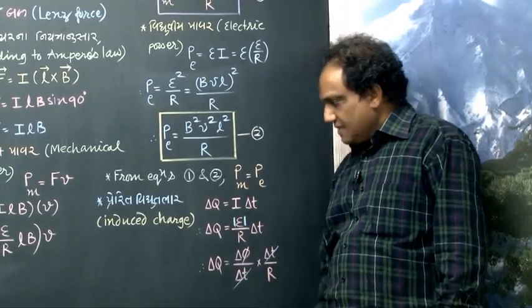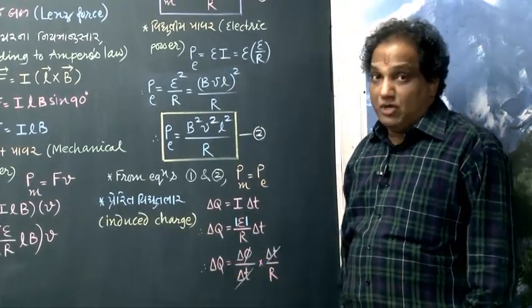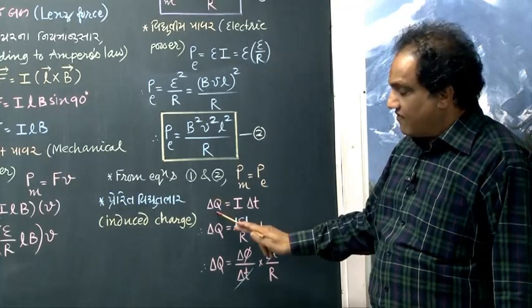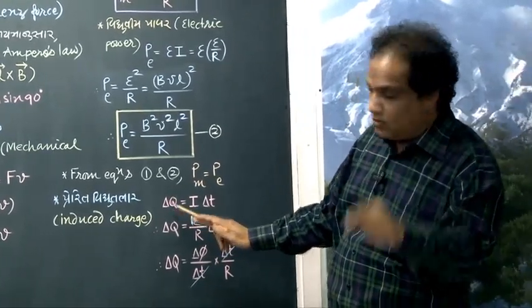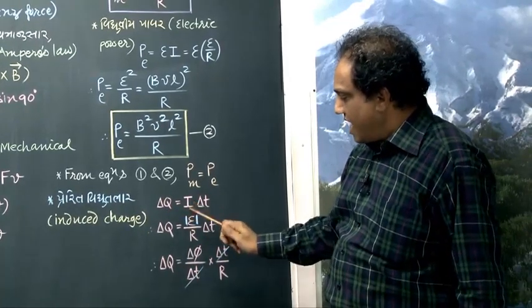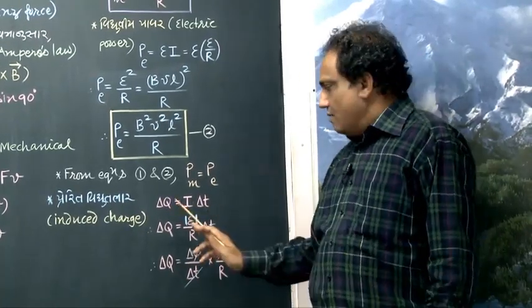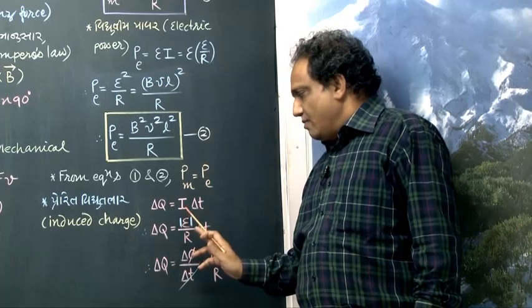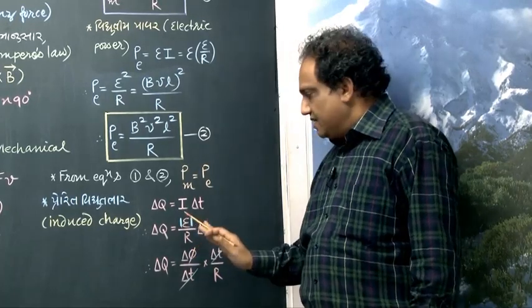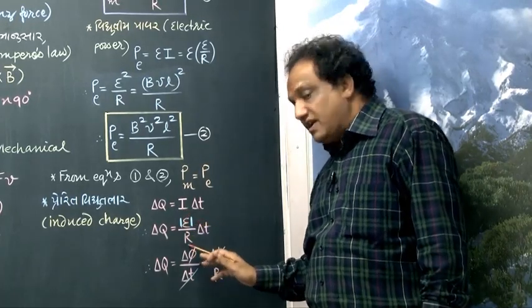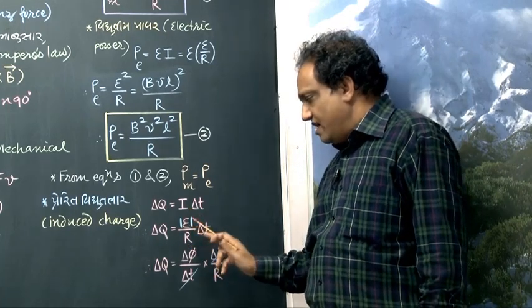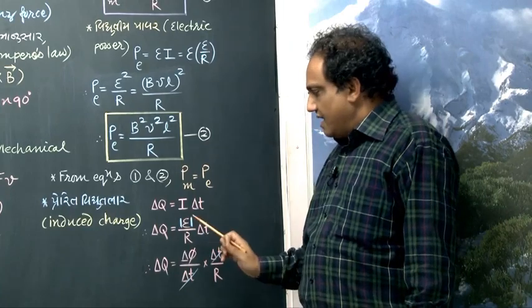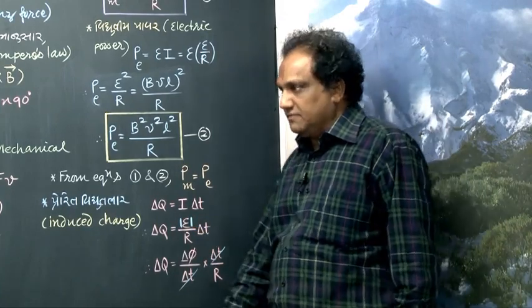Fine. Let us talk about now induced charge. Look, charge formula, everybody knows, charge is current into time. So delta Q equals I into delta T. Come on, delta Q as it is. What about the magnitude of induced current? It is the magnitude of induced EMF divided by resistance, into delta T. I equals magnitude of E upon R. And tell me what is the magnitude of E from here?